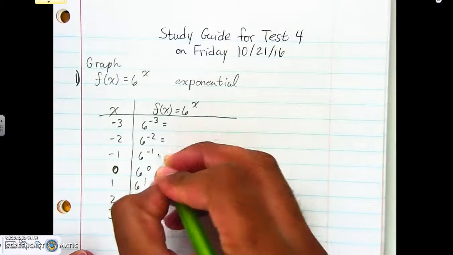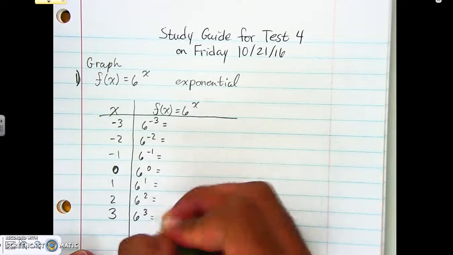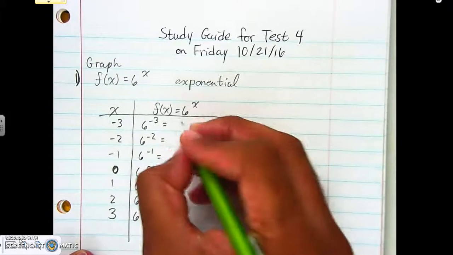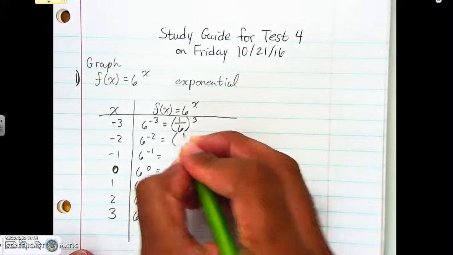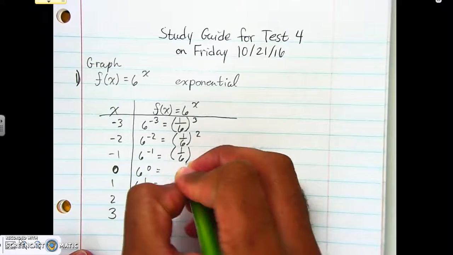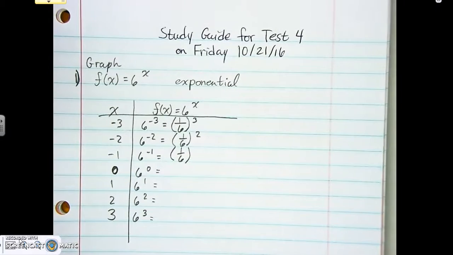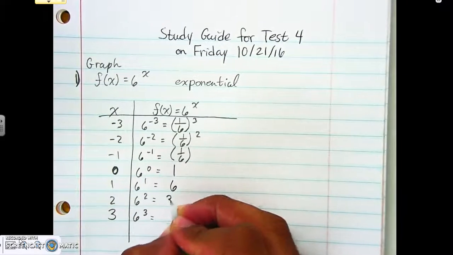And we said when it comes to a negative exponent, in order to make it positive, we have to flip the base number here. So that means that's 1 over 6 cubed. That's 1 over 6 squared. And that's just 1 over 6 here. Okay? And the rest of it we should be able to do without needing a calculator. So we know this is 1, we know this is 6, we know this is 36.